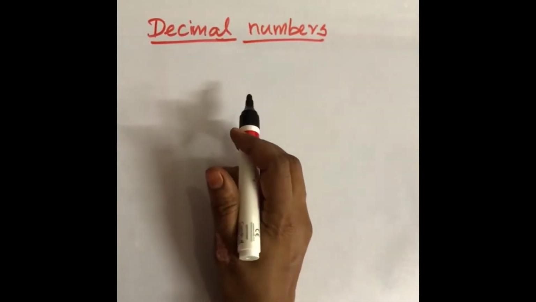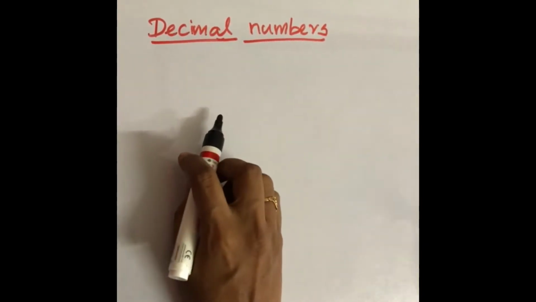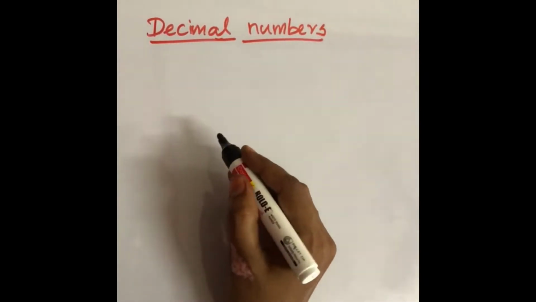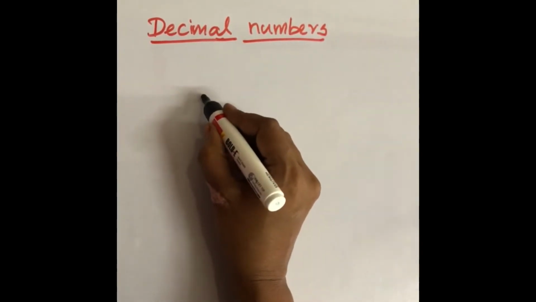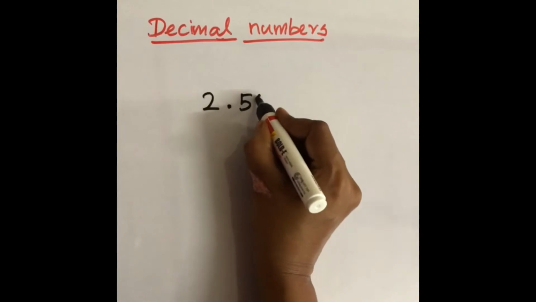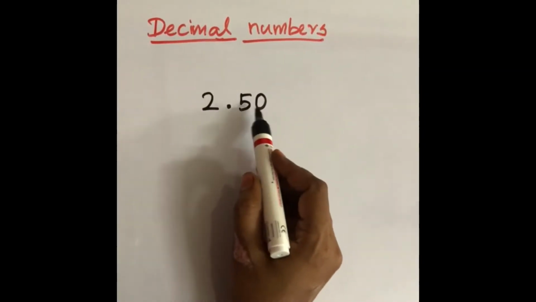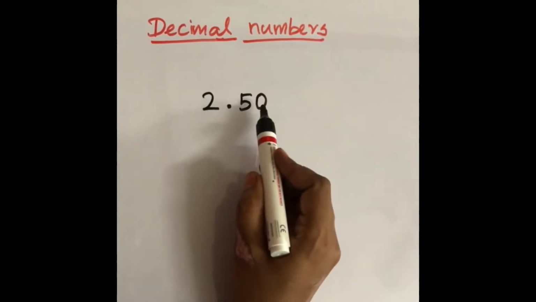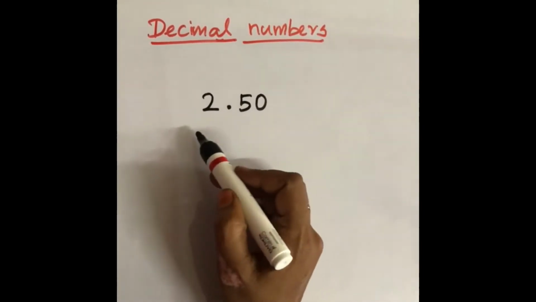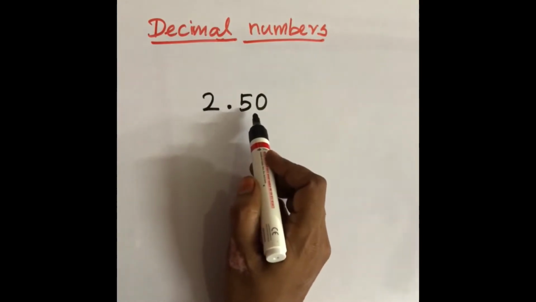Okay, girls, I went to a shop and asked for the price of a chocolate. And the shopkeeper told me the price is 2 rupees 50 paise. So I write the price as 2.50. This is how we used to write the price, right? It's a whole rupee and this is the paise.